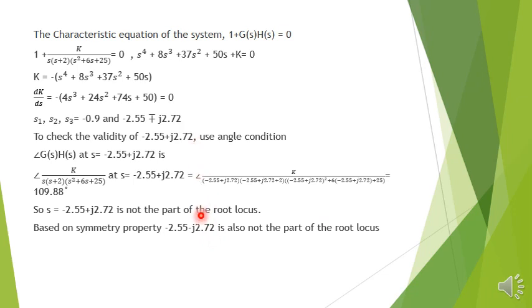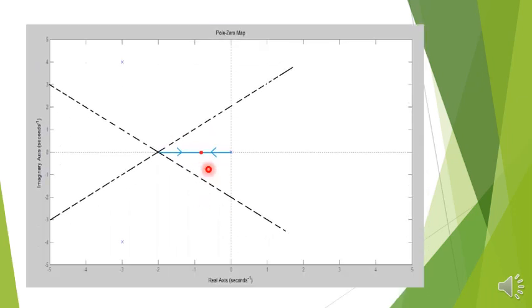So if I check the real point, that is minus 0.9, it is part of the root locus. So this is a valid breakaway point. Out of the 3 possible breakaway points, h equal to minus 0.9 is the valid breakaway point.